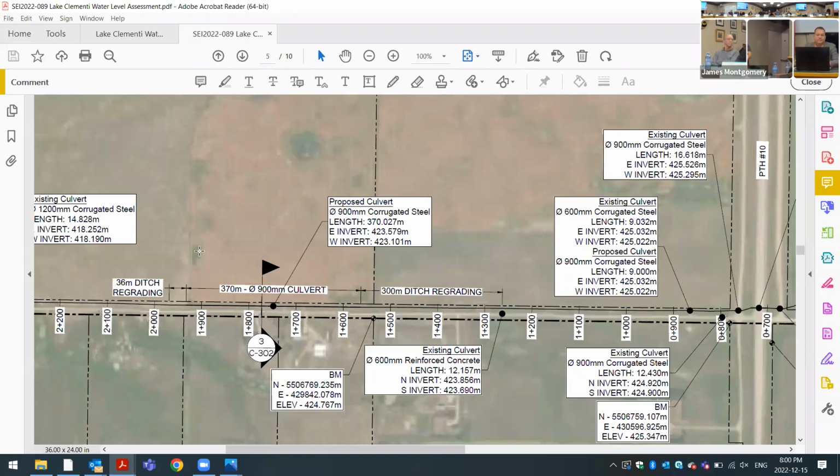Conrad? So I got two easy questions. One, have you guys done a class C or D cost estimate for these proposed options? I would say D. That's something you're prepared to share later on with council? Yeah, absolutely. Whatever council wants me to do, with permission of your client.